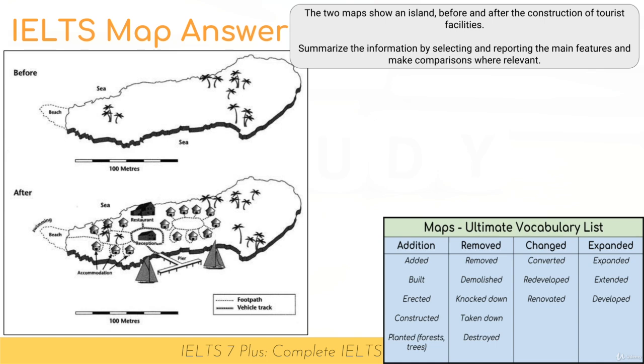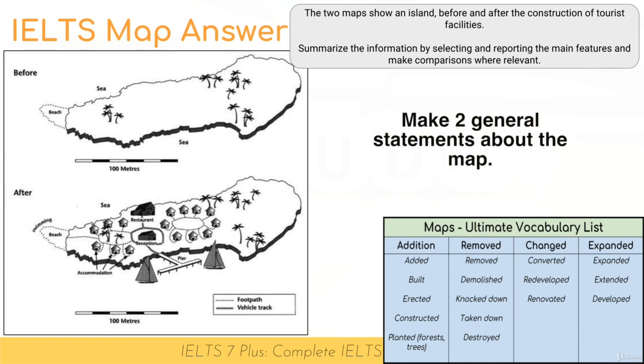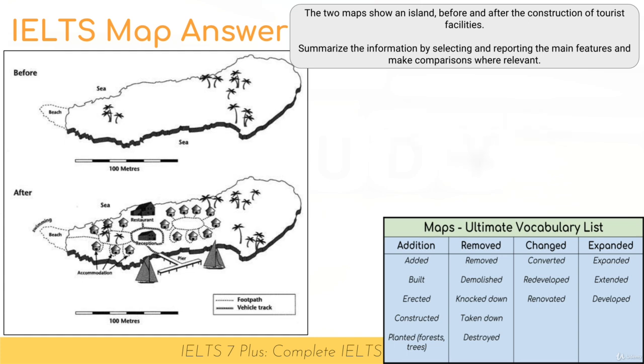My suggestion for writing the overview for a map is to make 2 general statements about what you can see. For example, how big is the area you can see? Were the changes big or small? Ask yourself these questions and make 2 general statements. Let's see what I wrote for my overview.